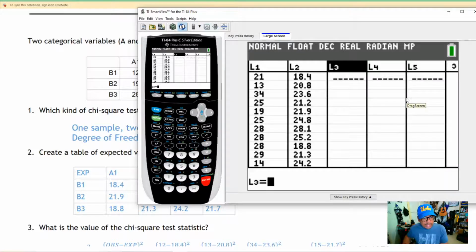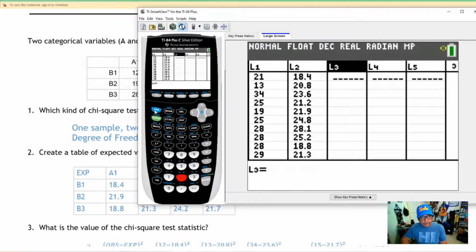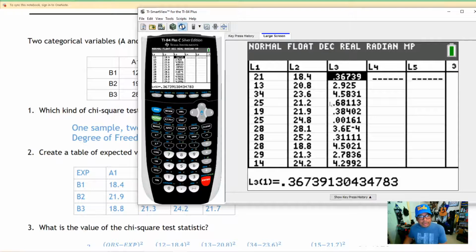I'm going to push enter and notice that the cursor starts blinking down over here, which means I can start typing in a formula. And it's going to be the same formula for the chi-square test statistic. It's going to be L1, which is the observed, minus L2, which was the expected, squared, and then divided by the expected, which was L2. And once you push enter, it's going to populate L3 with all of the chi-square contributions. If you added the entire list of L3 together, you would get your chi-square test statistic.